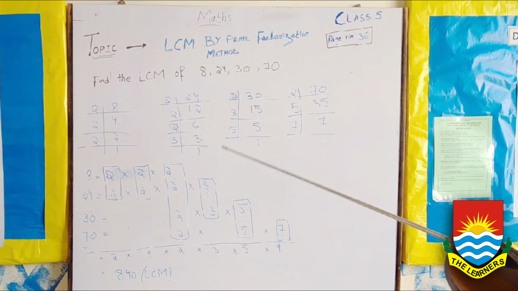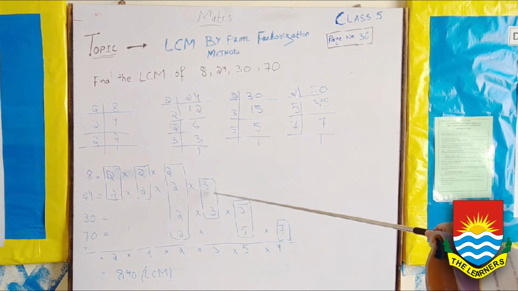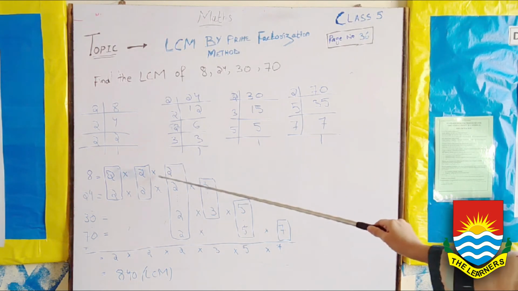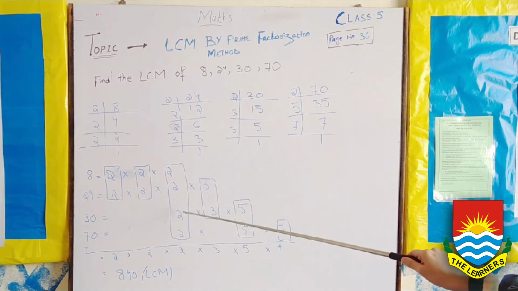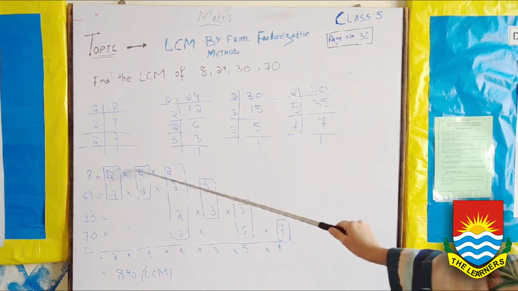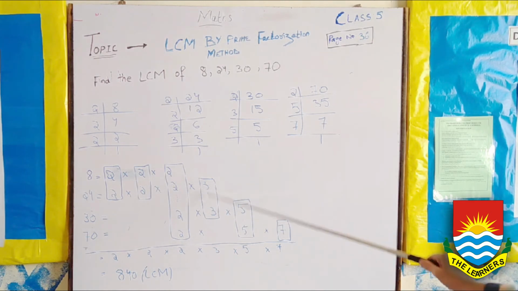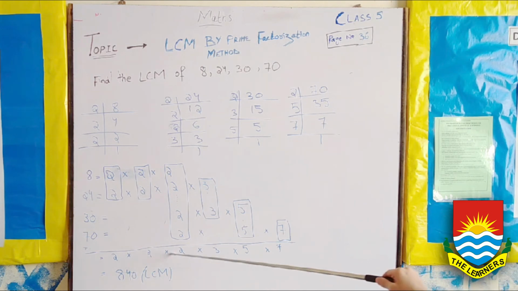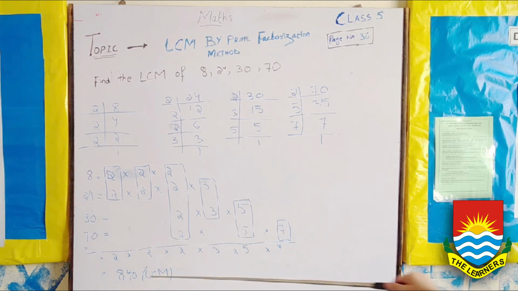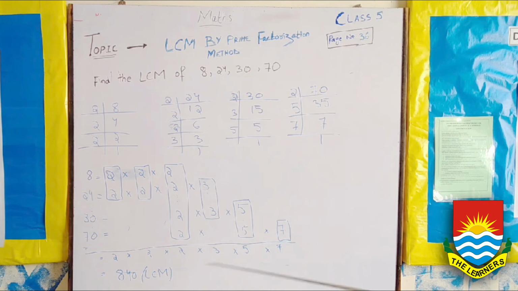We must express them as a product of prime factors and arrange them in horizontal order, so you can easily understand it. Now we take the common 2, 2, 2, 3, 5, 7. So when we multiply all these factors, it becomes 840. So 840 is your LCM.